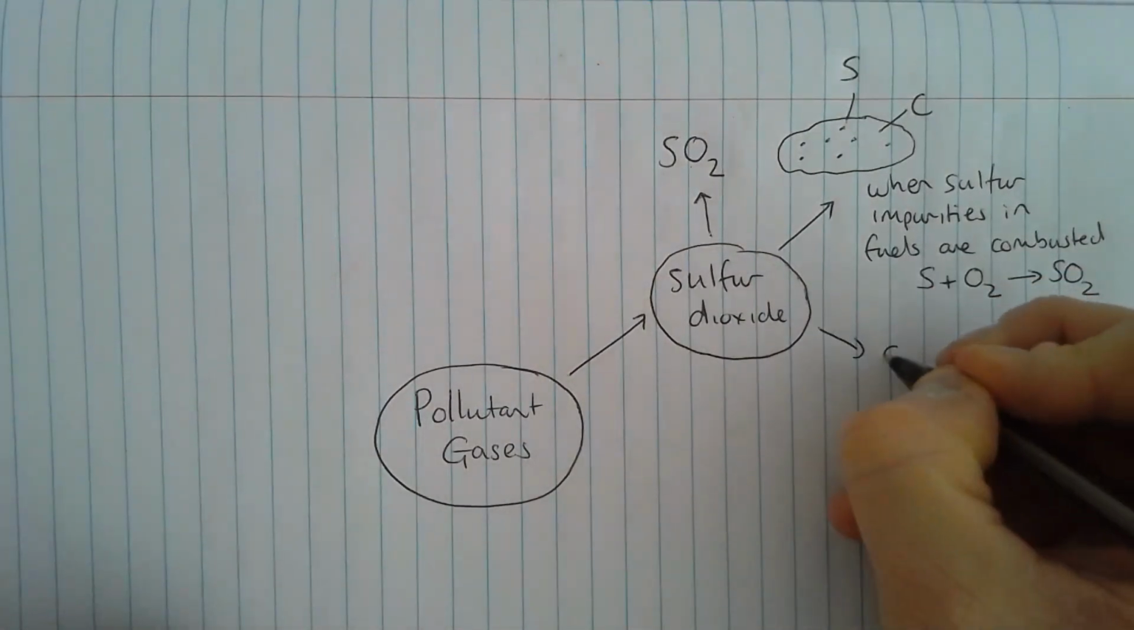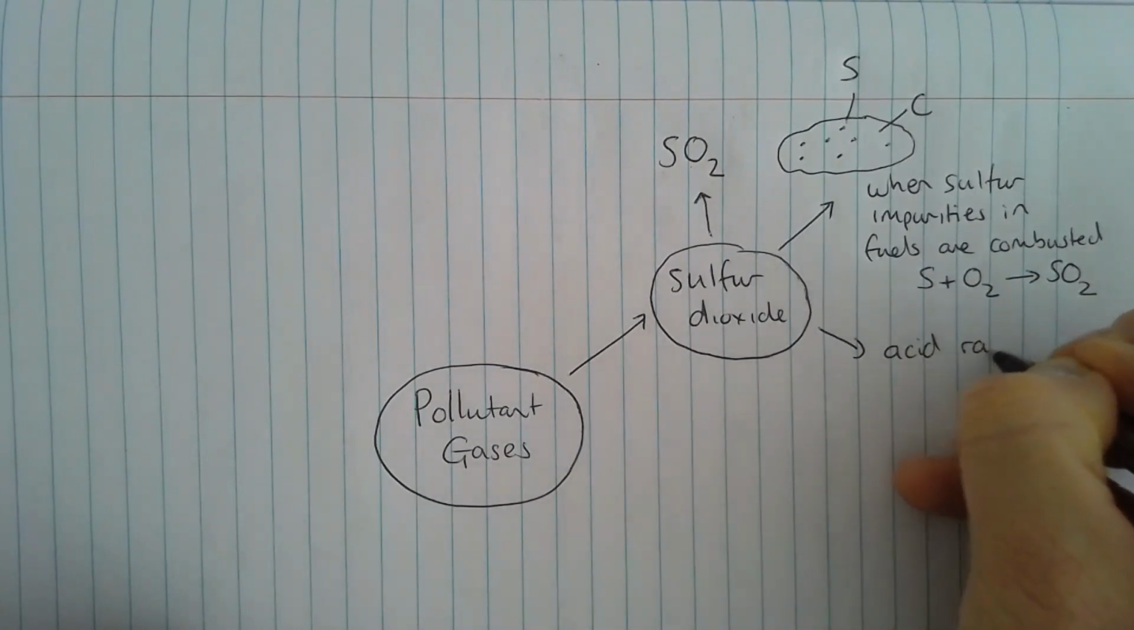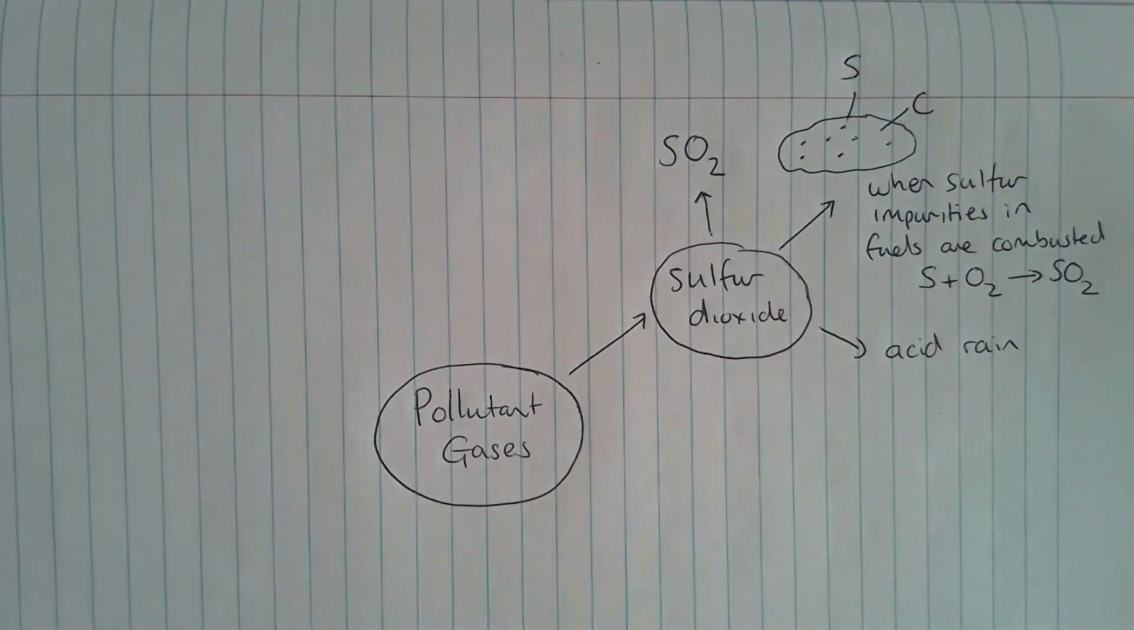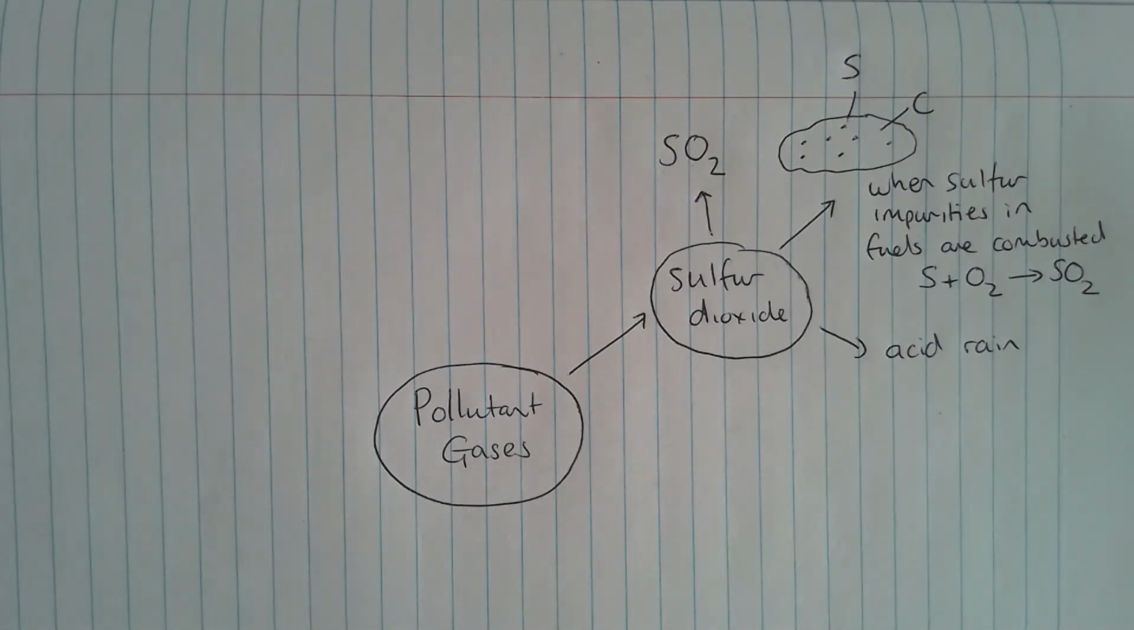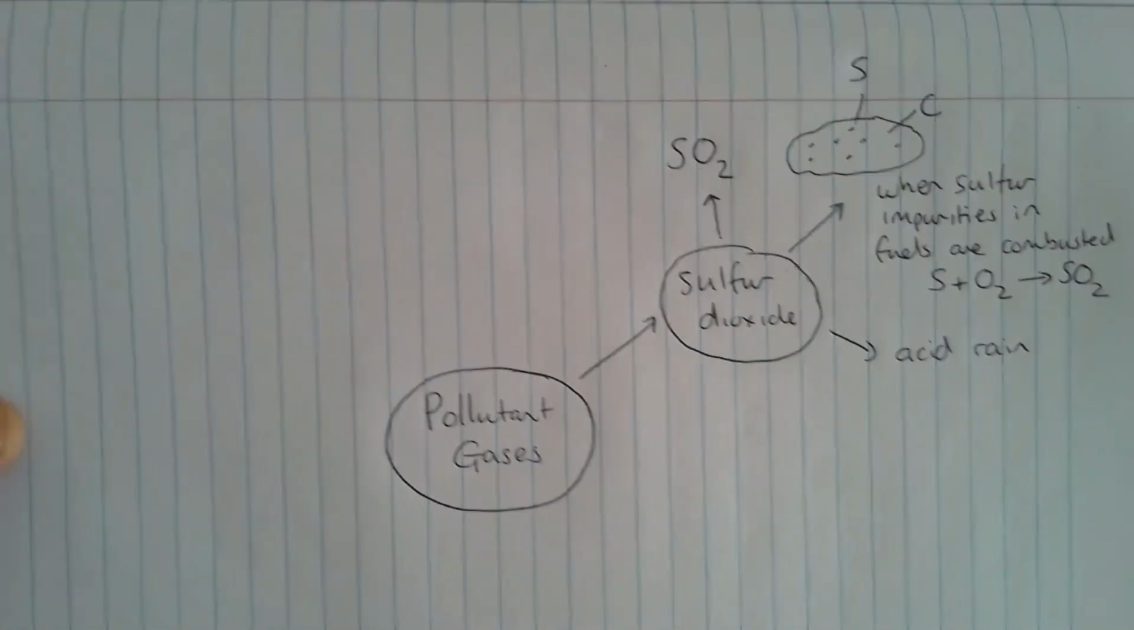Sulfur dioxide has a very big environmental impact, in that it causes acid rain. So it makes rainwater more acidic, which causes many problems in the environment, particularly in making rivers and lakes more acidic, which makes it difficult for certain organisms to continue to live there.